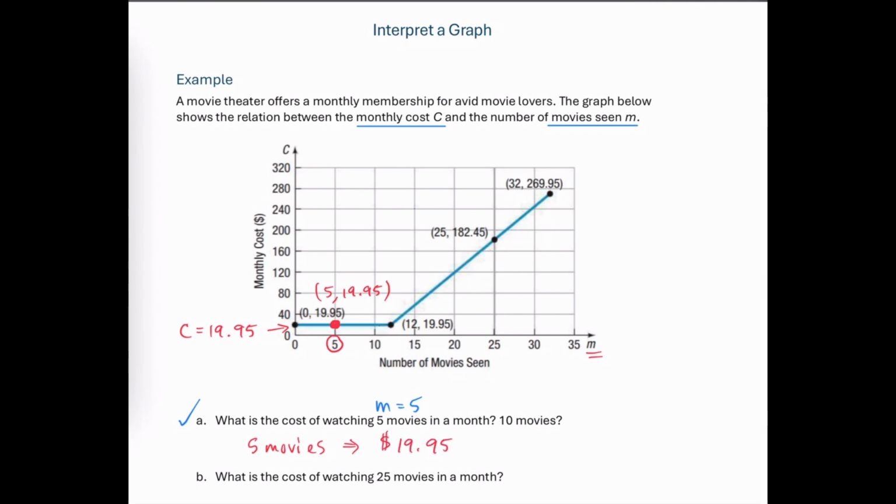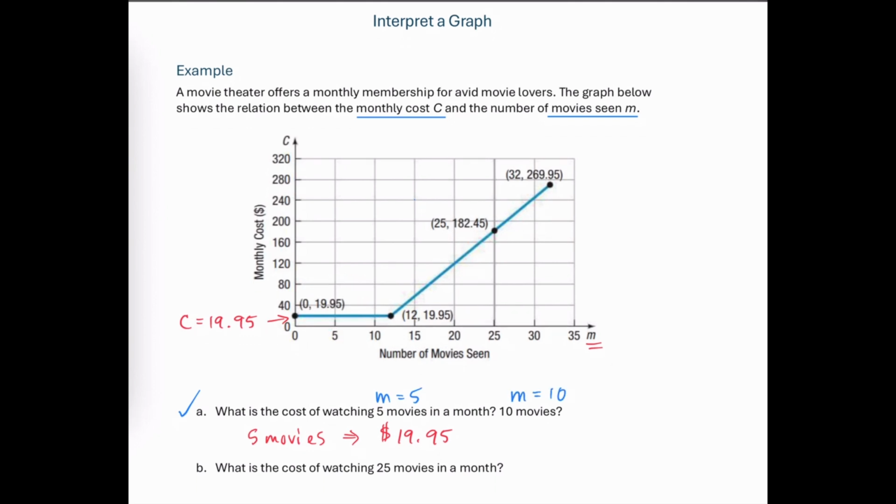$19.95. The second part of this question asks how much it's going to cost to watch 10 movies in a month. And since 10 is also in this region where the cost is a constant $19.95, the cost of watching 10 movies is also going to be $19.95.